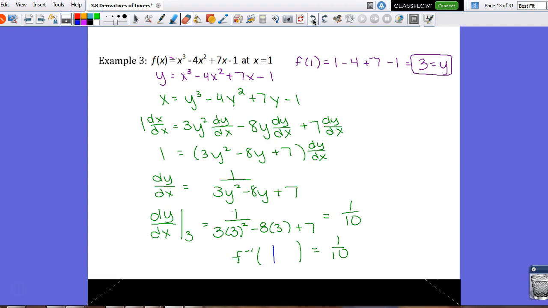So f prime of x, it's going to be in your book. I just want you to find your derivatives and use the formula this way. So f prime of x is what? 3x squared minus 8x plus 7. So the original is 1, 3. You find the inverse at 3. Then it's 1 over f prime at 1.